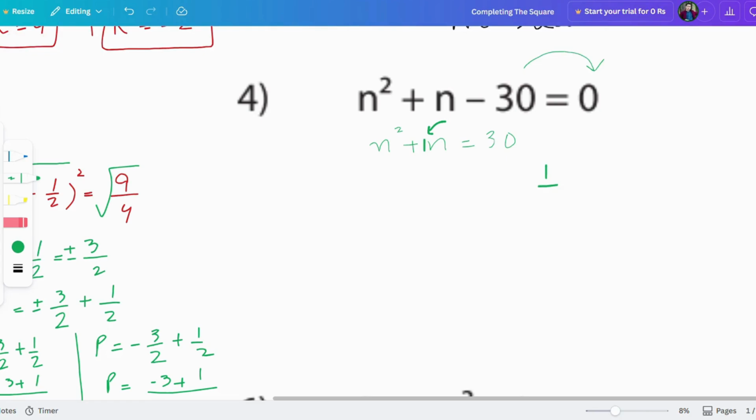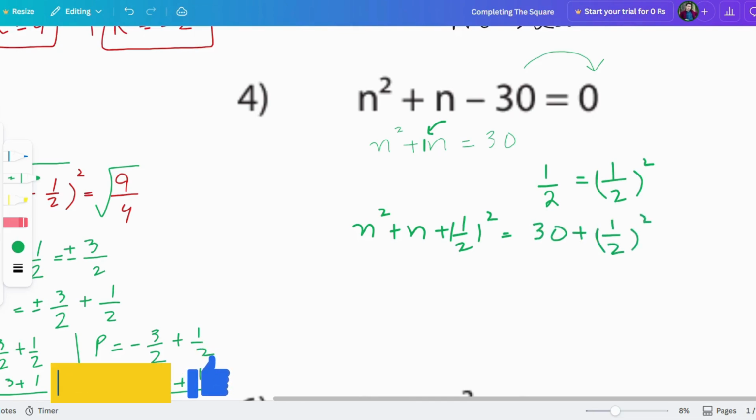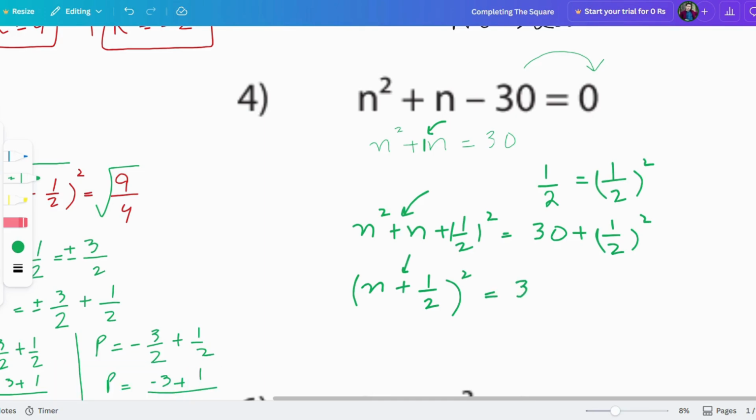Alright, so 1 divided by 2, that's equivalent to 1 over 2, and then I will square it and add it on both sides of the equation. So n squared plus n plus 1 over 2 whole square equals 30 plus 1 over 2 whole square. Alright, so now the square will be closed for this one, n plus 1 over 2 whole square. As you can see, there is a plus sign over here, that's why I will close this formula with a plus sign. So 30 plus 1 over 4.